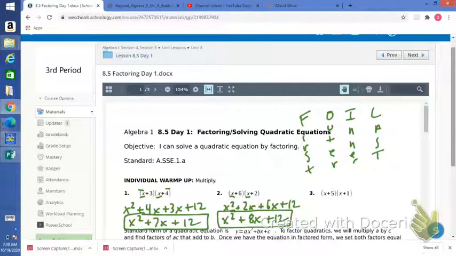Alright, why don't you guys do the last one, hit pause, do the last one, and then check your answer. Okay, so for the third one, you should have gotten x squared plus 6x plus 5.